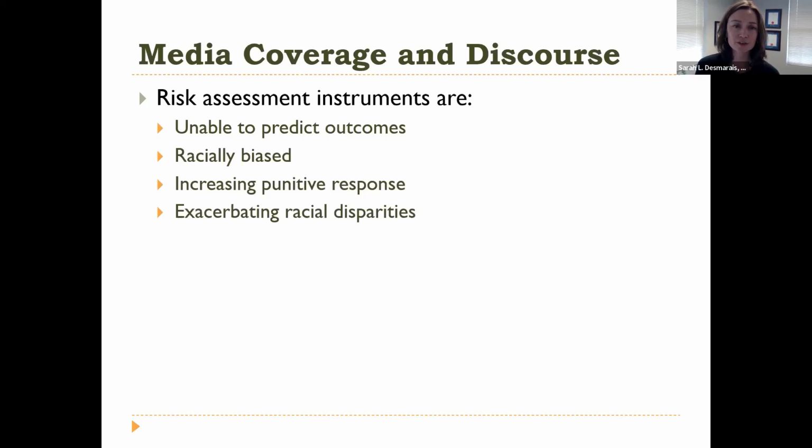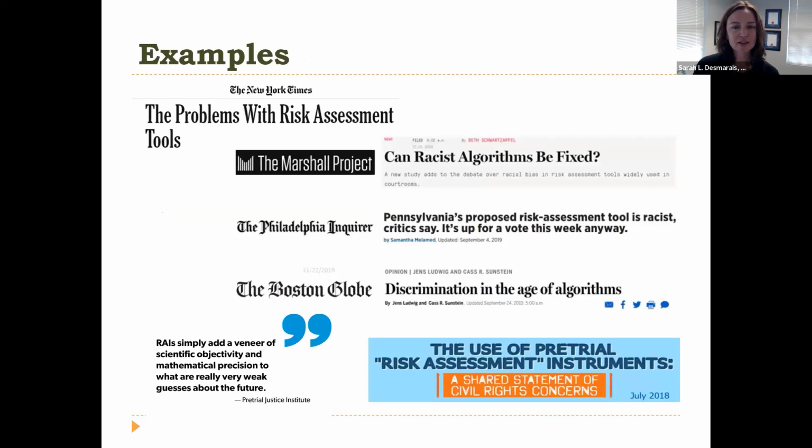I just wanted to give you a flavor, if you haven't seen them, of some of the many different headings that you might have seen out there in the news. The New York Times has done a whole set of articles and op-eds on the problems with risk assessment tools. The Marshall Project interviewed me for this piece on racist algorithms.